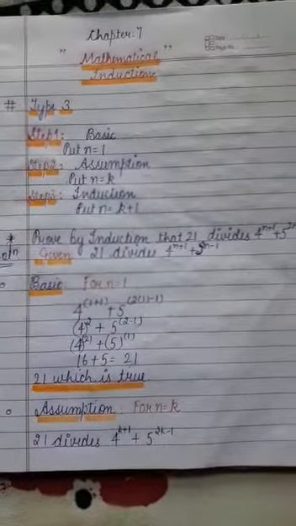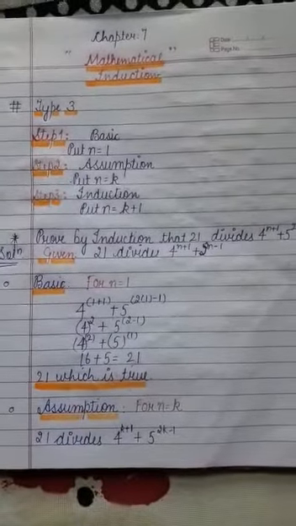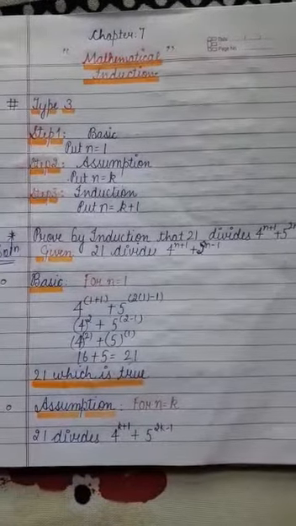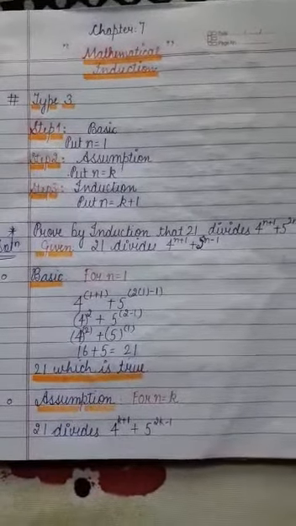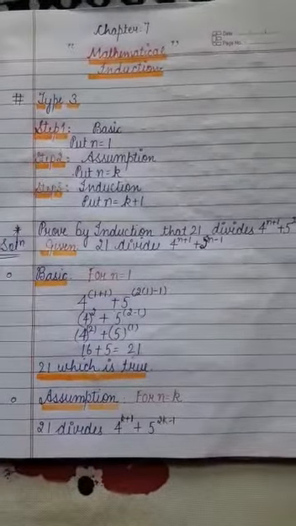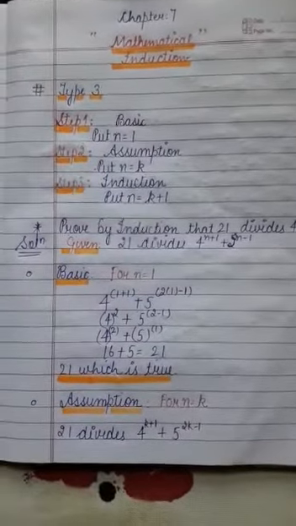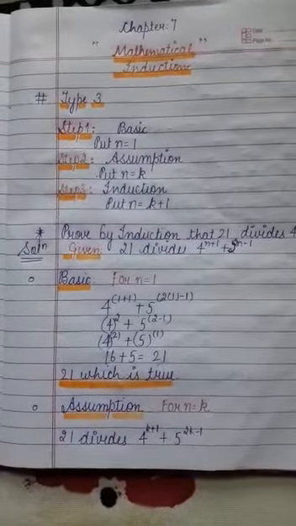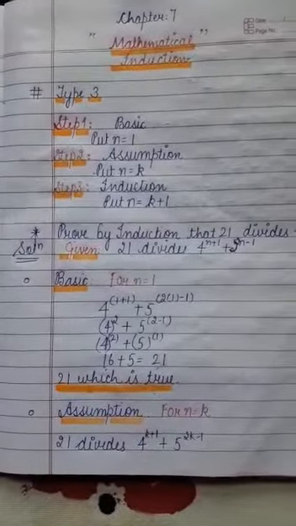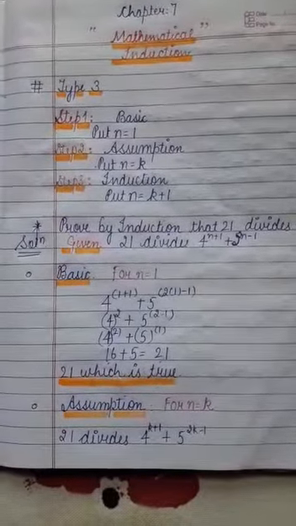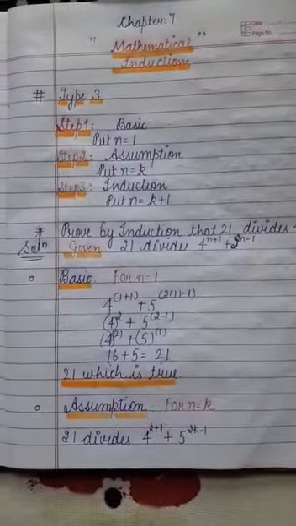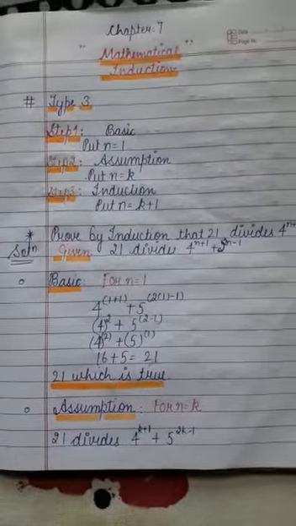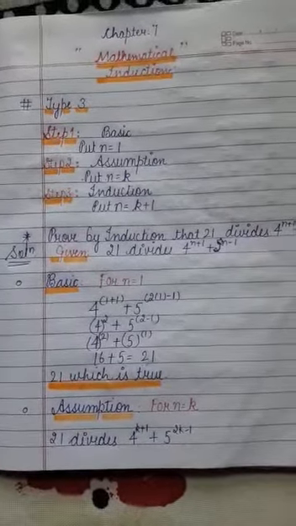This type is quite similar to the previous questions you definitely learned in the previous videos. To make it easier, I just write down these steps in a very easy way. You just have to follow 3 steps: basic, assumptions and induction.